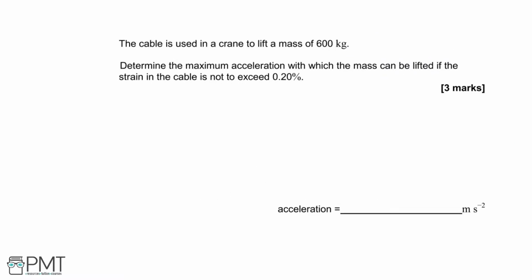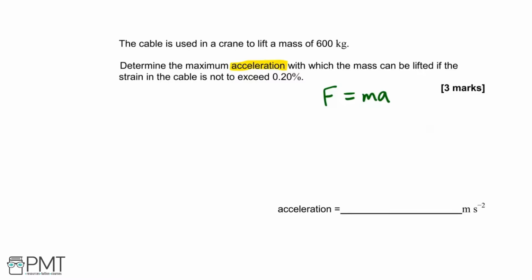The cable is used in a crane to lift a mass of 600 kilograms. Determine the maximum acceleration with which the mass can be lifted if the strain in the cable is not to exceed 0.2%. So acceleration, very important point there. Now, you might be looking at that and thinking, well, we've got a mass, we want to work out an acceleration. Let's lean towards F equals ma. Force equals mass times acceleration.